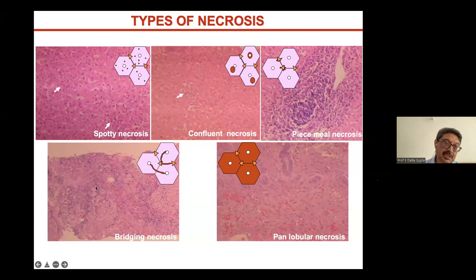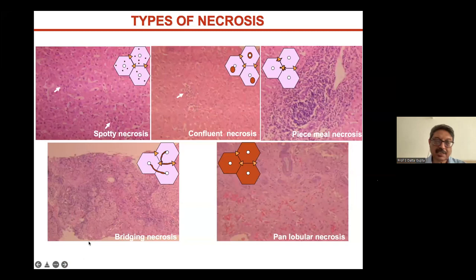And this is panlobular necrosis. This is one portal tract. This is another. So you see the entire lobules have necrosed. We'll see other examples. And therefore the liver would be shrunken in size. The liver span will decrease. You do an ultrasound, it will be a very small liver. These are the cases that present with acute liver failure, fulminant liver failure. Even severe bridging necrosis can do that.